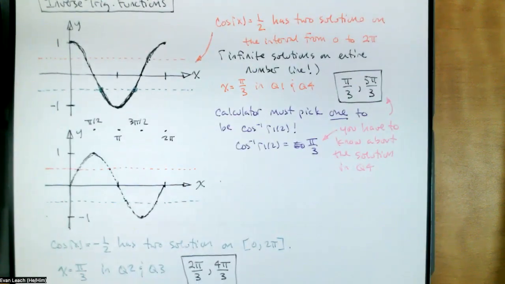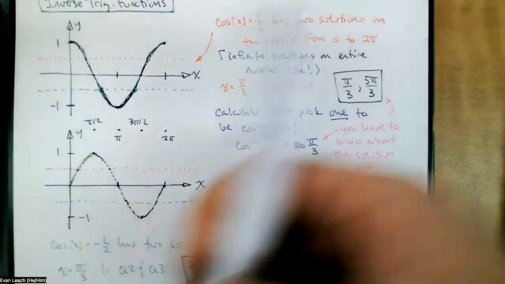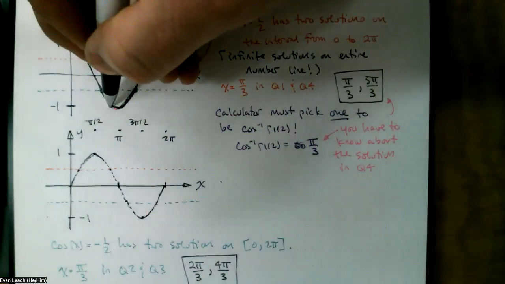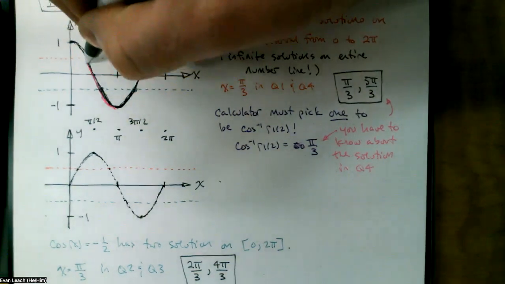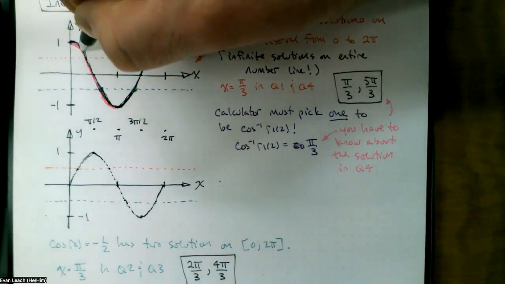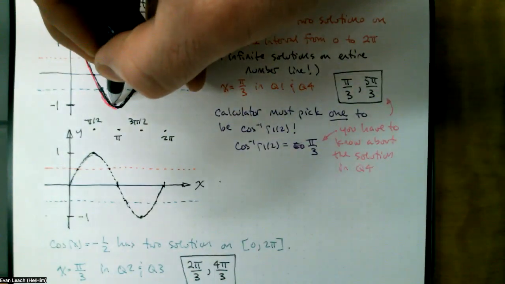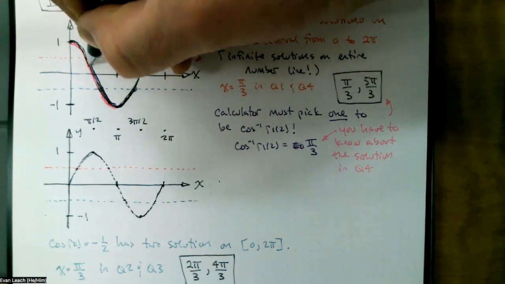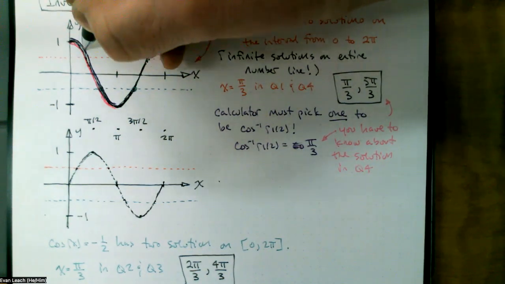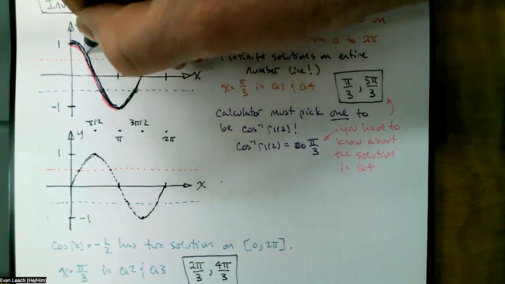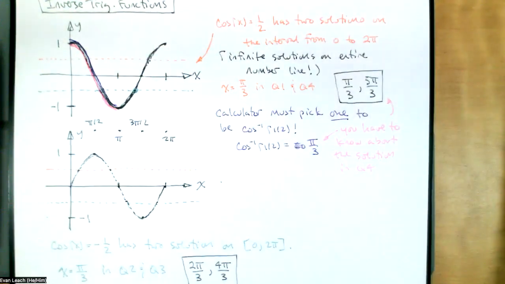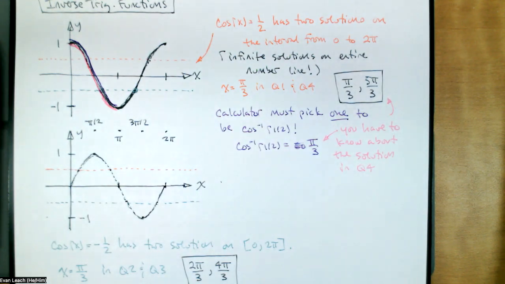So as far as the calculator is concerned, cosine is only this part of the function in quadrant 2 and quadrant 1. If it's negative, it gives you the one from quadrant 2. If it's positive, it gives you the one from quadrant 1. So cosine inverse only applies to the interval from 0 to pi. We had to pick one quadrant where cosine is positive and one quadrant where cosine is negative.